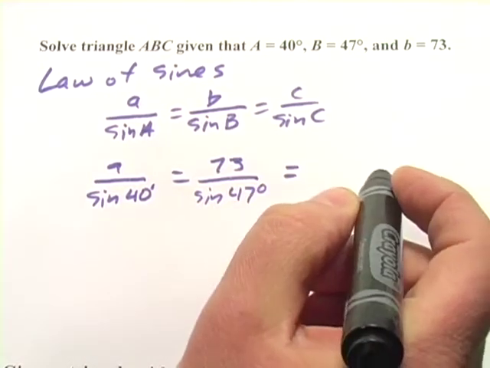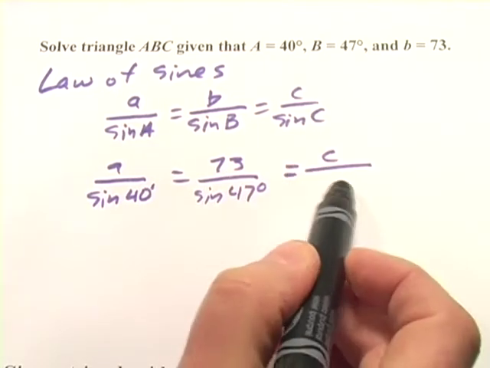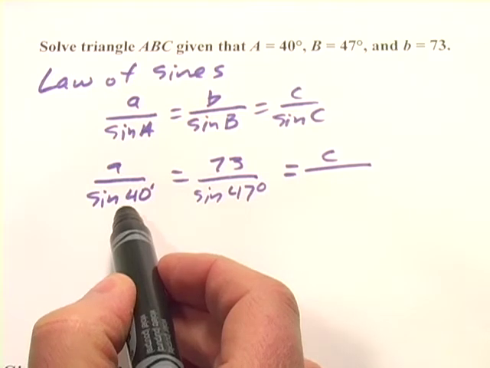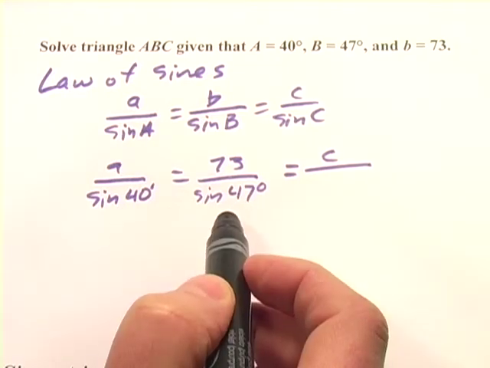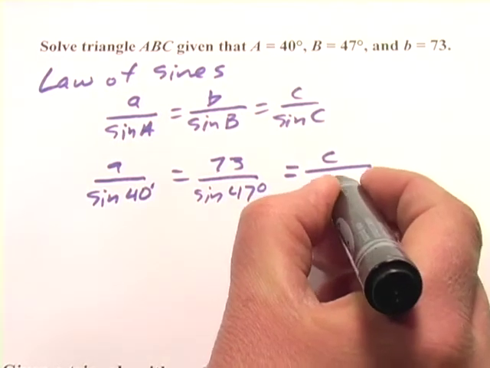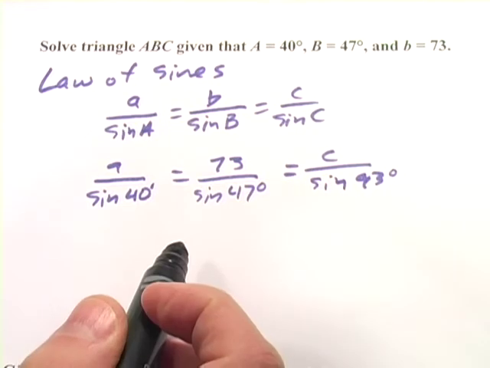And then we don't know anything about C, so we'll put side C here, except we can figure out the angle pretty easily, right? Because it's going to be 180 minus 40 minus 47, and that would be 93. So this will be the sine of 93 degrees. And now we can pretty easily figure out the rest of the stuff.